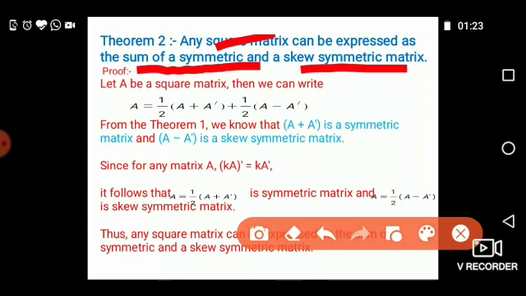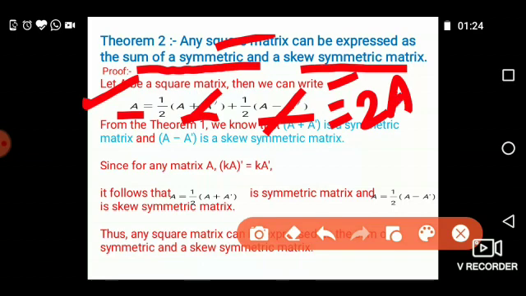Let me begin with the proof. Let A be any square matrix, then we can write capital A equals A plus A dash plus A minus A dash. As we know, A plus A dash is symmetric and A minus A dash is skew symmetric. If I add the symmetric and skew symmetric matrix, A dash and A dash will cancel, we'll get 2A. But we have to show that it is equal to A. But here A equals 2A, which is not correct.